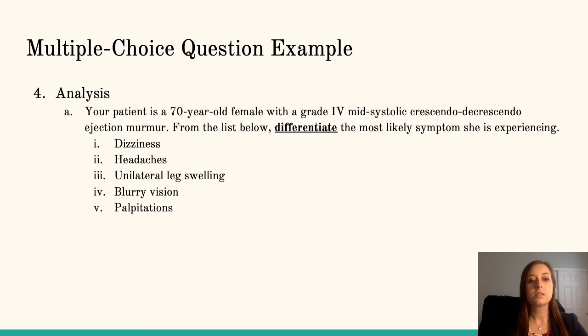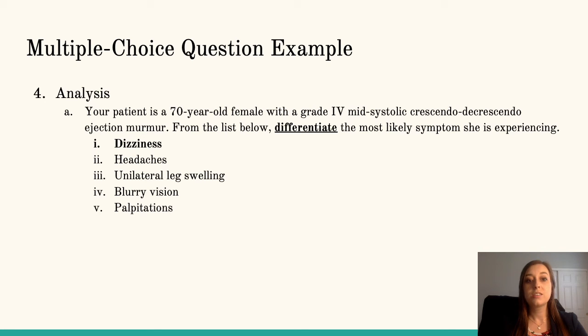So your patient is a 70-year-old female with a grade 4 mid-systolic crescendo decrescendo ejection murmur. From the list below, differentiate the most likely symptom she is experiencing. Dizziness, headaches, unilateral leg swelling, blurry vision, palpitations. Give a few more seconds for this one because they get progressively harder. 5 will take some time to think about. Okay, so which symptom is she most likely experiencing? So that would be dizziness.